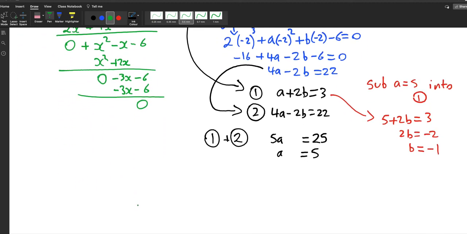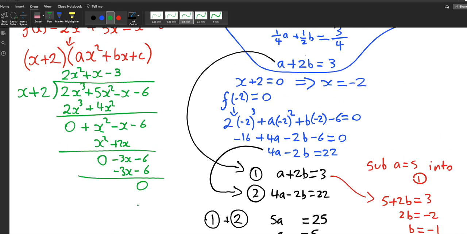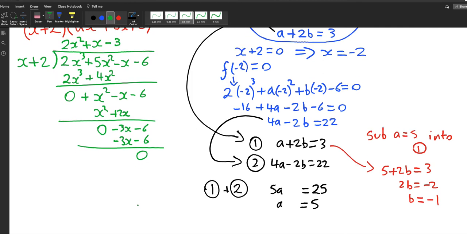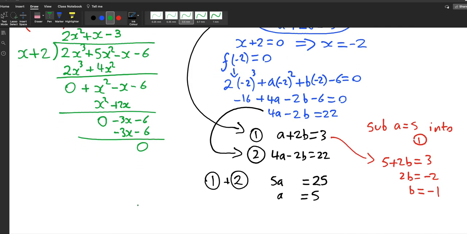Okay, so up to this stage, I've got that my quadratic is 2x squared plus x minus 3. So I can actually factorize my cubic partially to x plus 2 multiplied by 2x squared plus x minus 3. Well, that x was dirty, but that's an x. Okay, now I need to factorize 2x squared plus x minus 3.